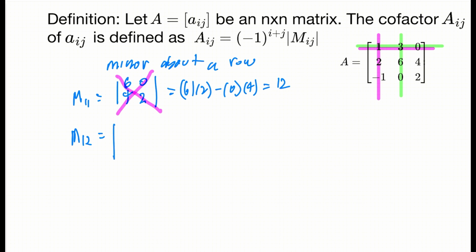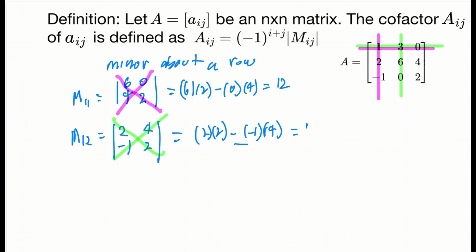If we look, we've crossed out the green lines, so we've got 2, minus 1, 4, and 2. That's the way we produce a minor. Now let's do a cross multiplication. That's going to be 2 times 2 minus minus 1 times 4. And that's going to be 4 plus 4, because we've got a minus sign here. So that's going to be 8.